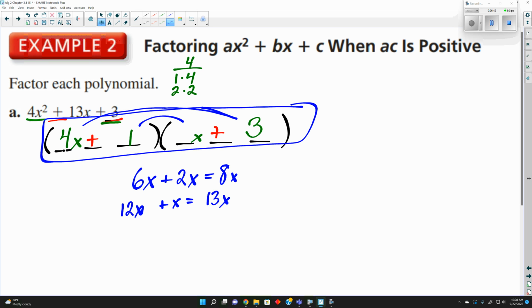Now if I'd done 1 and 4, if we did this setup and it didn't give us 13x, we could try switching the 1 and 4 or the 1 and 3 and try it again and keep trying different arrangements. So a lot of this is guess and check. We get it so far? So a lot of this is not so much knowing the exact way to do it every single time. It's setting it up and trying it, setting it up and trying it, and trying different arrangements so that we get to the answer.